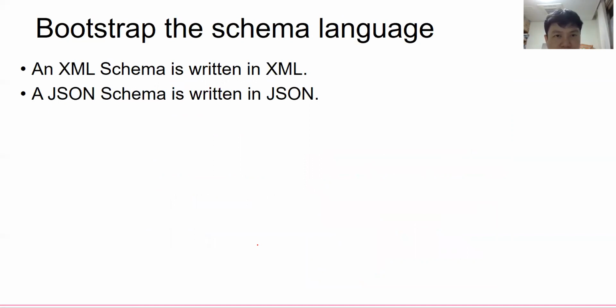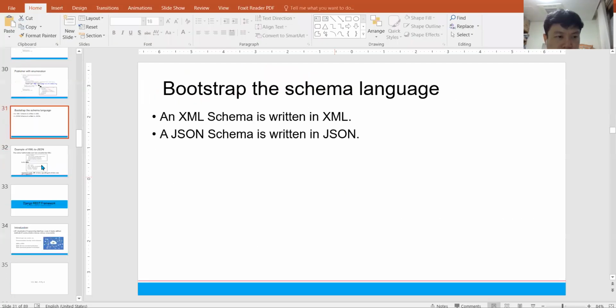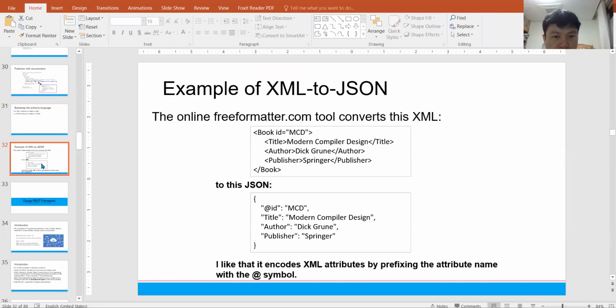Bootstrap the schema language, so it means the XML schema is written in XML and JSON schema is written in JSON. Yep, like this one, it is the XML to JSON.